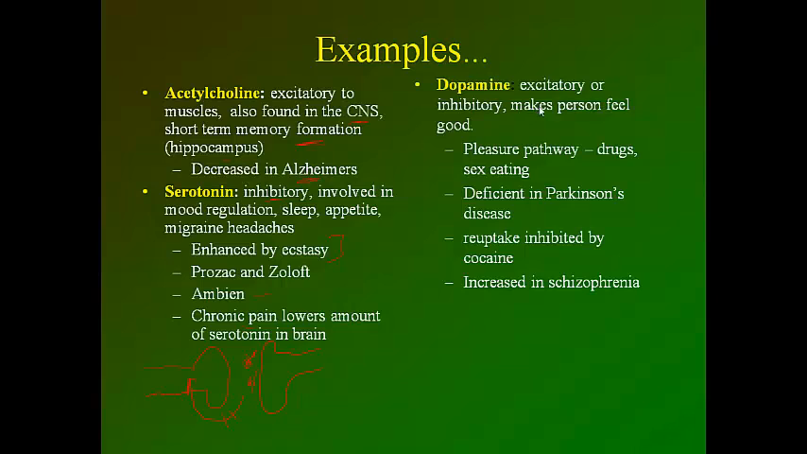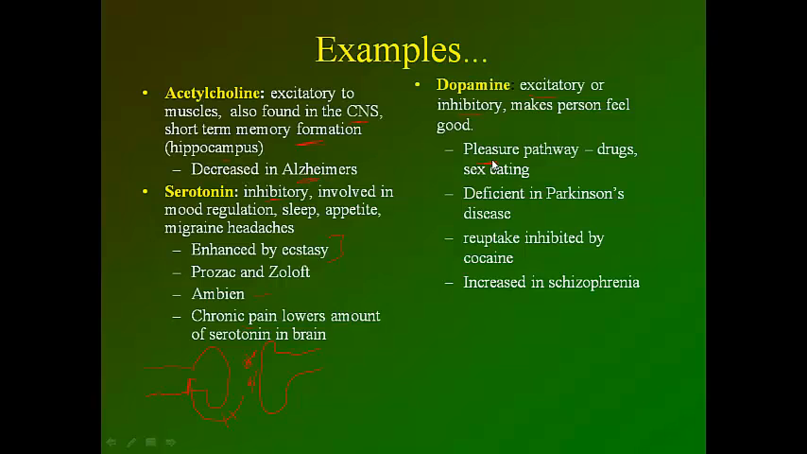Dopamine is one you're going to hear a lot about. It can be excitatory or inhibitory, depending on where you're talking about. It's involved with the pleasure pathway. The pleasure pathway is a pathway within your brain of neurons that make you feel good.